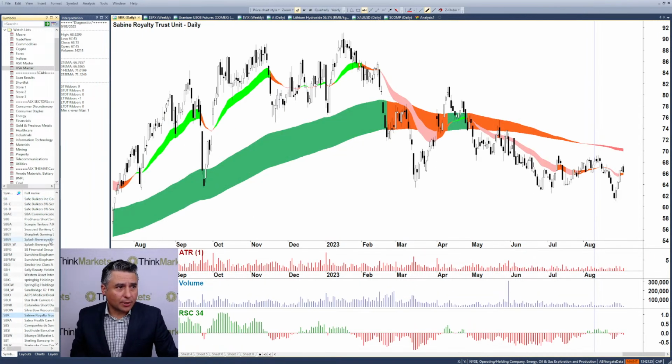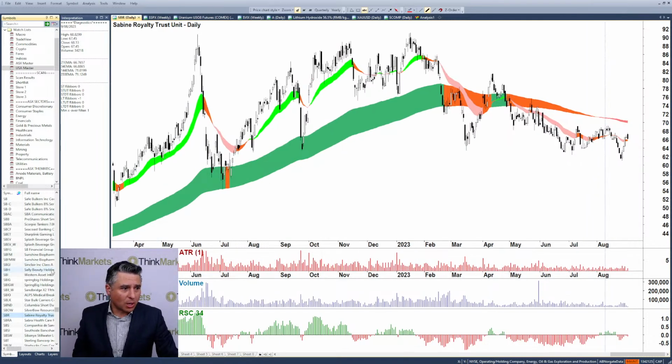SBR, not looking so good there. I wonder if Michael, are you asking about Aussie stocks perhaps? Because I can't see why we'd be buying that one.